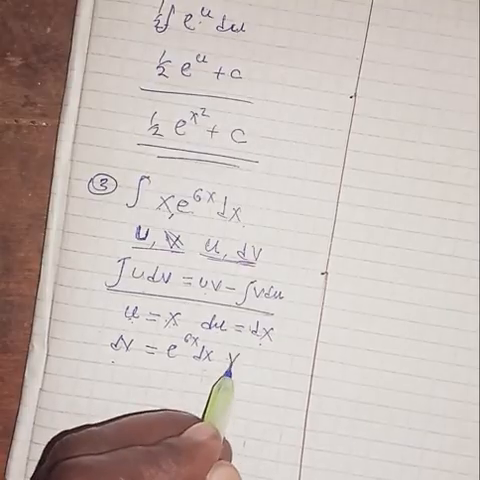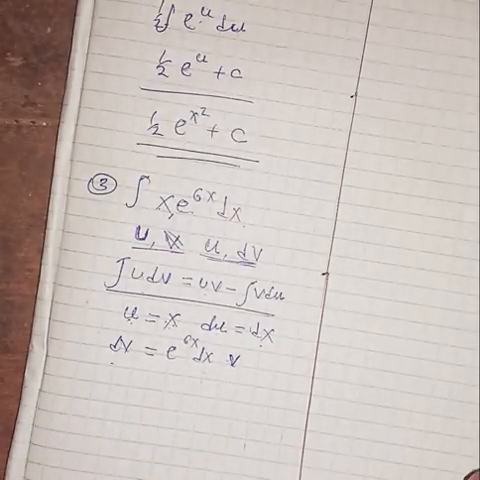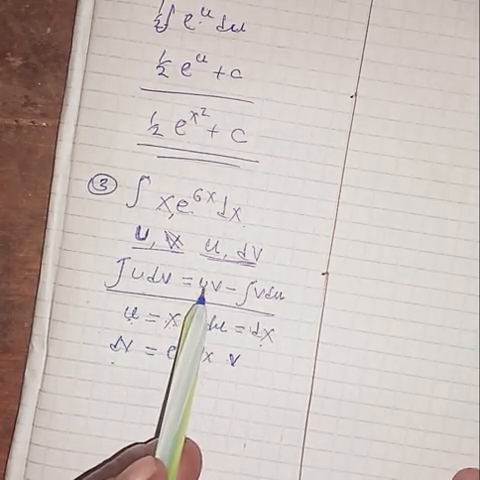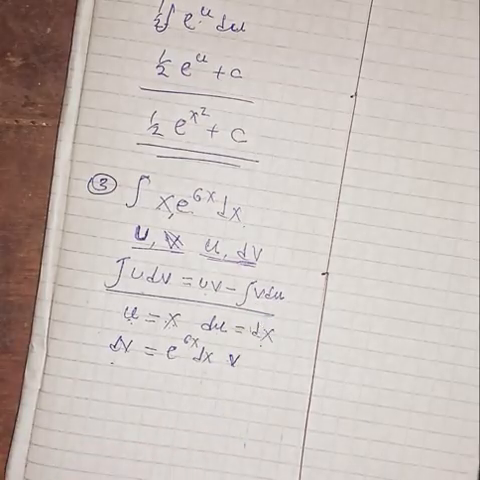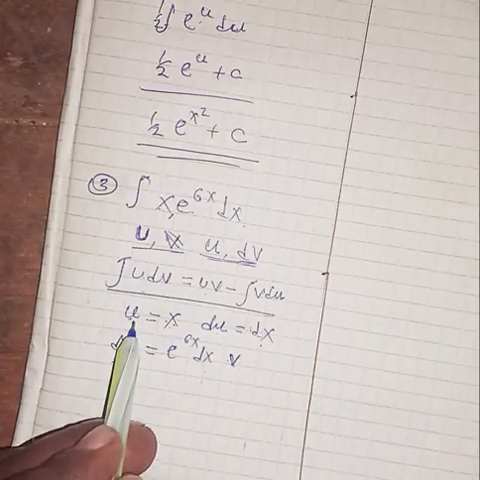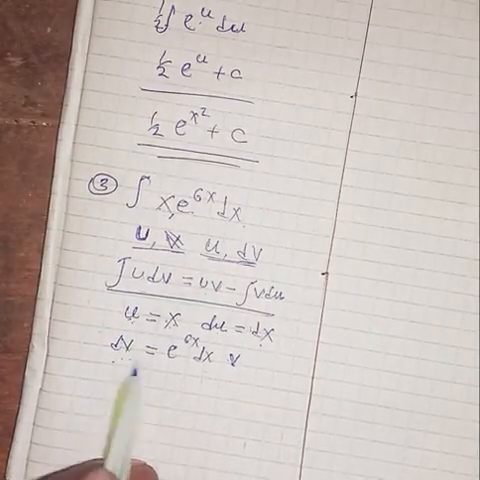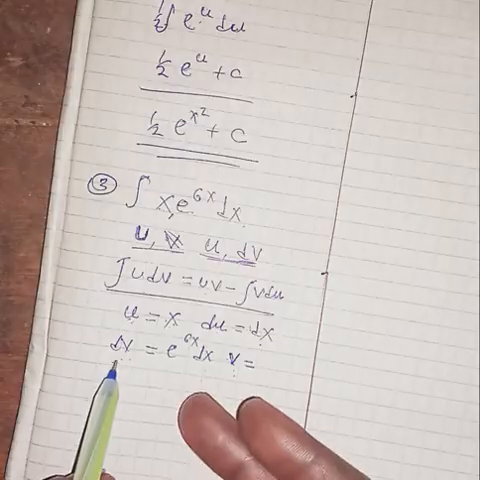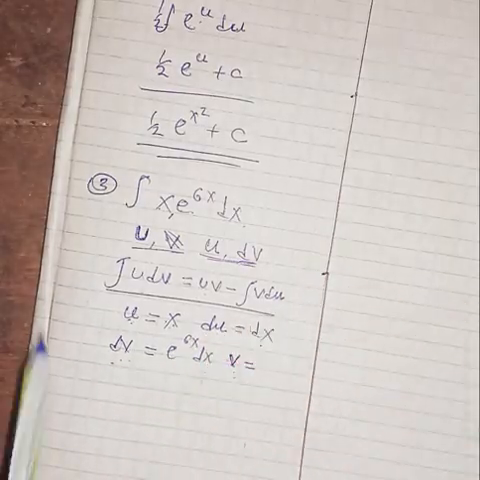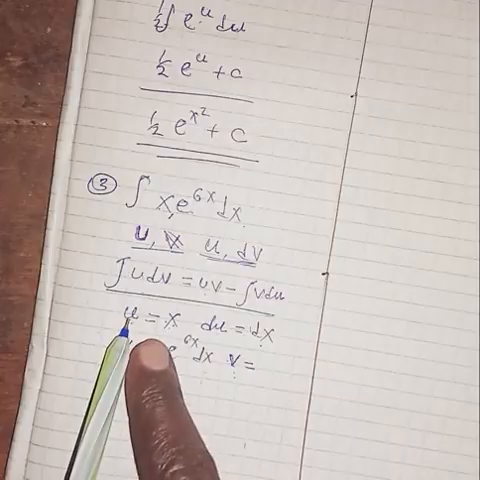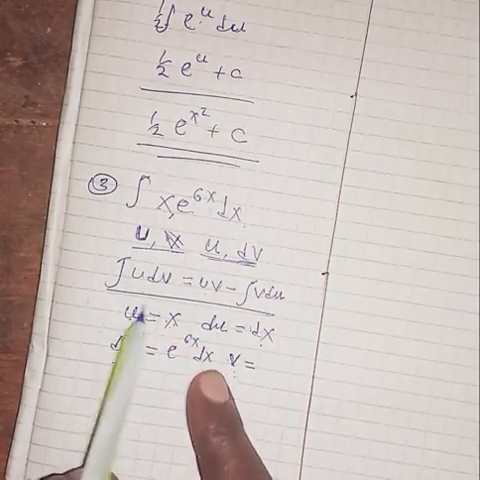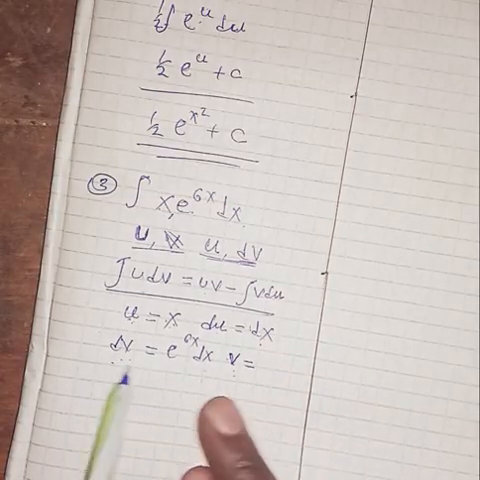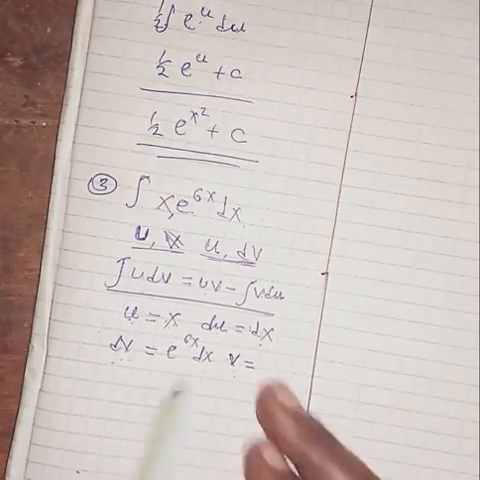You can't use this formula unless you find v, because the formula has uv minus the integral of v du. That's why you should have u and du, and v and dv. So if you want to find v, how do we do it with dv? If you want to find du, you differentiate u. If you want to find v, because it is dv, we integrate.